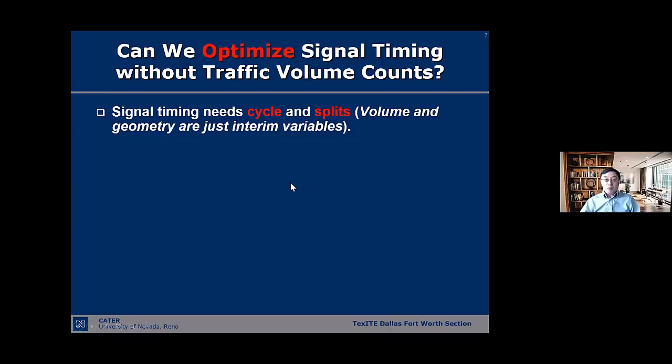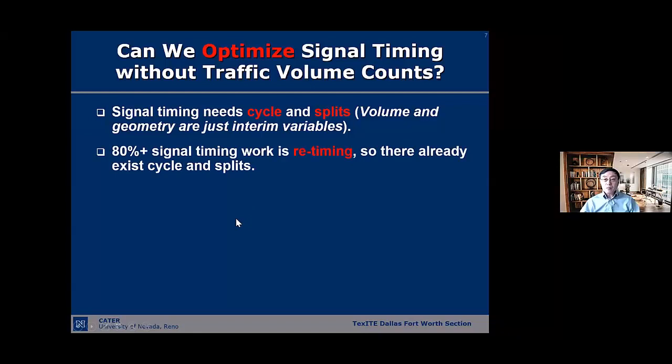What I want to emphasize here is that, for doing signal timing, what we really need is not the traffic volume. What we really need is what cycle length do we need, and how to come up with a phase timing, right? So volume, geometry, those kind of things are just interim variables to get you there. So if we can get the cycle, we can get the split, then of course you don't have to always count the cars. If you look at our signal timing work, I would say more than 80% of the cases is a retiming. Retiming means you already have some kind of timing plan running. Therefore, there already exists a cycle length and splits.